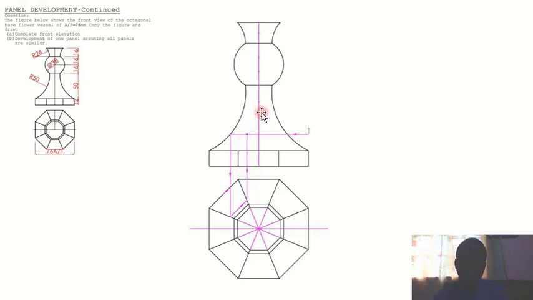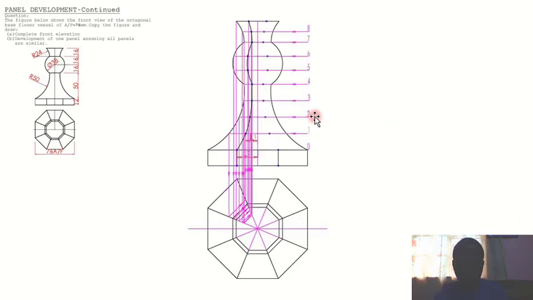Now to complete the whole thing, you project through points 2, 3, 4, 5, 6, 7, 8 as you follow the same steps, and then you obtain the points along that. And after that, of course, you join that with a smooth curve and you obtain that. That's one side of the complete elevation.